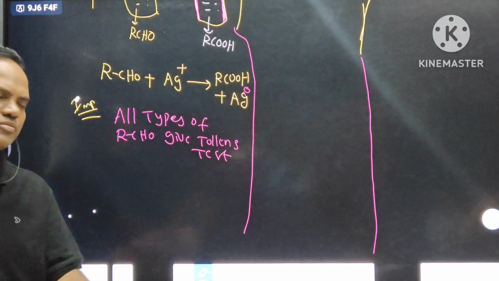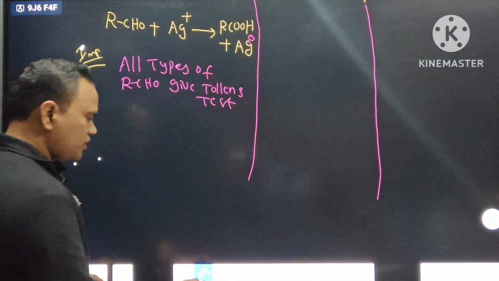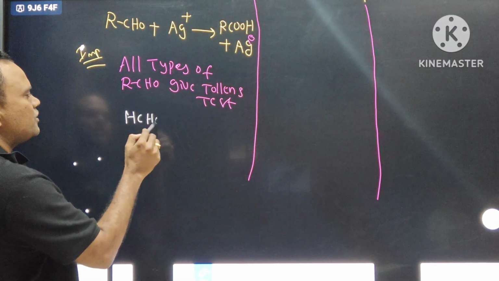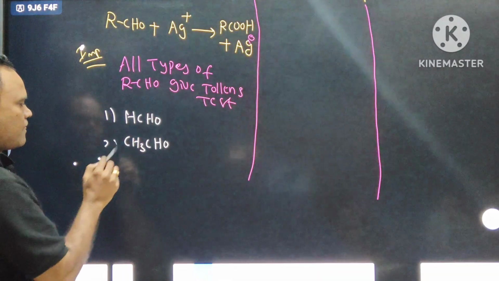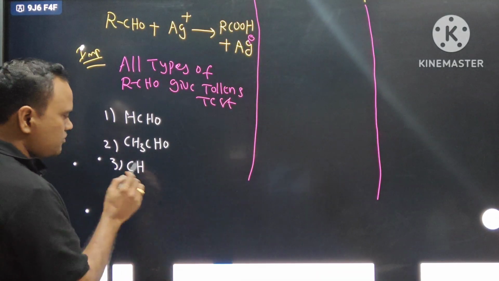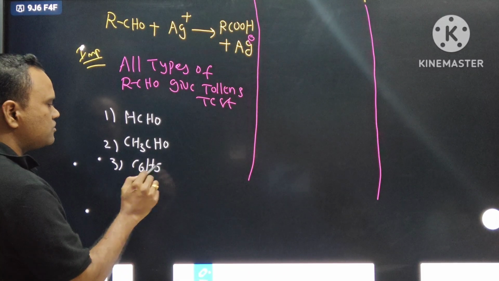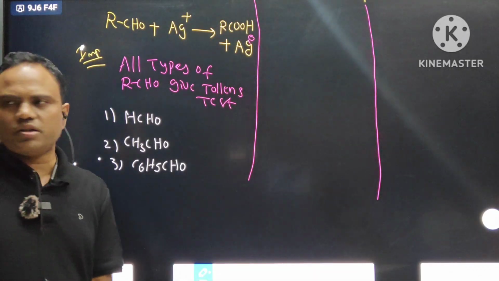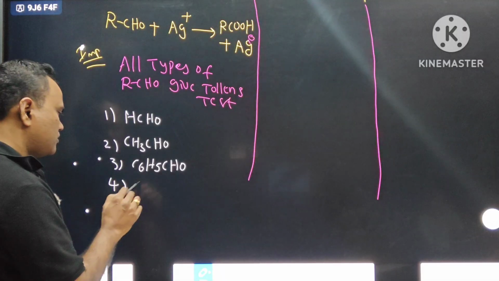Examples. Say aldehyde names. Which aldehyde name do you know? Formaldehyde, acetaldehyde, benzaldehyde. Benzaldehyde formula C6H5CHO, benzene ring with CHO. All types of aldehydes give Tollens test. No doubt.